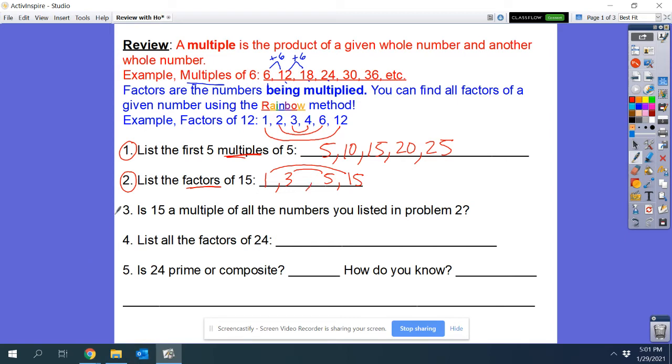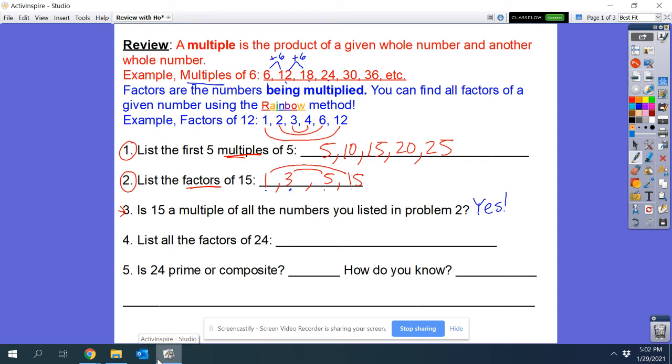Now, I love this question number 3. It says, is 15 a multiple of all the numbers you listed in problem number 2? So is 15 a multiple of 1, 3, 5, and 15? What do you think? Yes, yes, it is. Of course, because those were the factors. So we already know, is 15 a multiple of 3? That means, can some whole number times 3 equal 15? Yeah, because we just said that 3 times 5 equals 15.